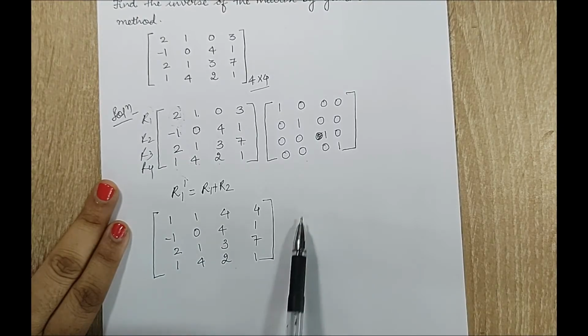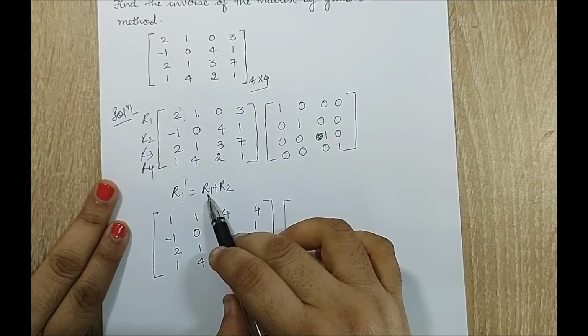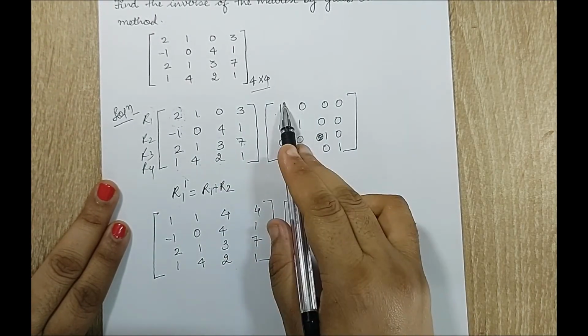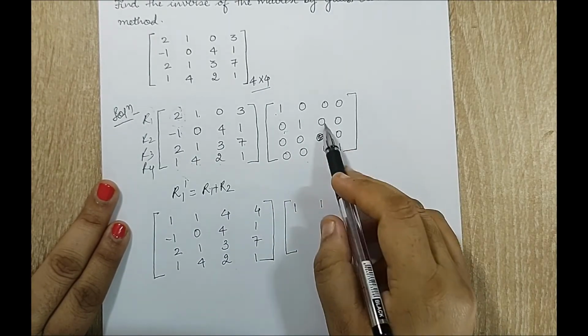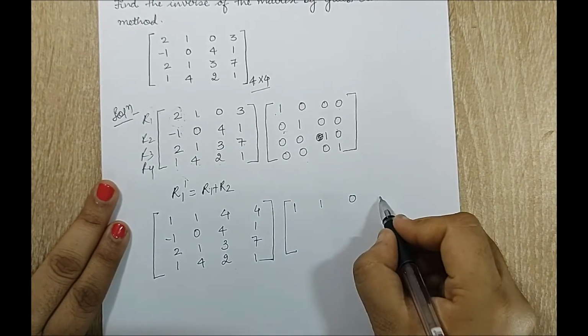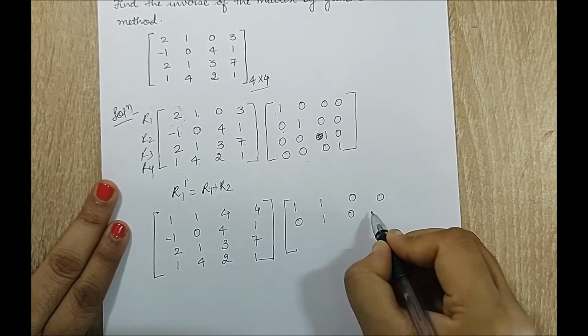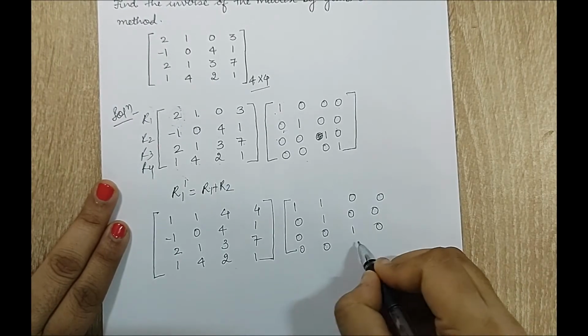Next, I am going to solve for this first row of the unit matrix. It will undergo the same operation, so this will be R1 plus R2. So 1 plus 0 is 1. 0 plus 1 is 1. 0 plus 0 is 0. And 0 plus 0 is 0. The rest of the elements I'll simply copy down. So 0, 1, 0, 0. 0, 0, 1, 0. 0, 0, 0, 1.